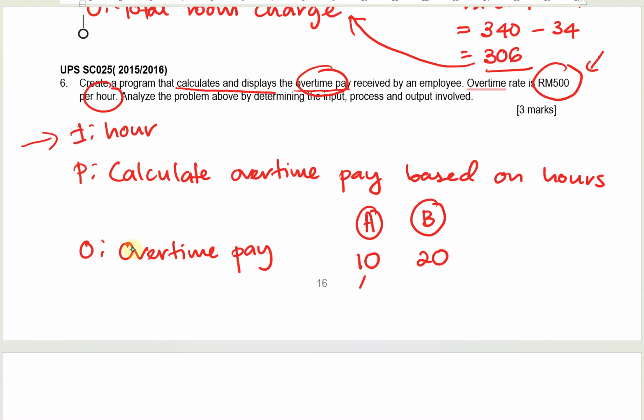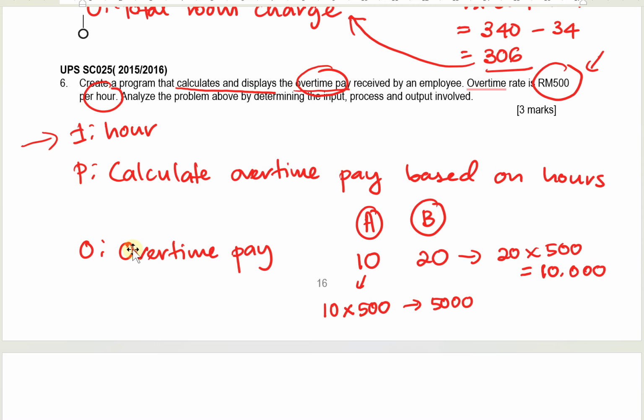Now 10 hours, you have to times 500 ringgit. So employee A will get 5,000 ringgit. How about employee B? Employee B works extra 20 hours times 500, so employee B will get 10,000 ringgit.